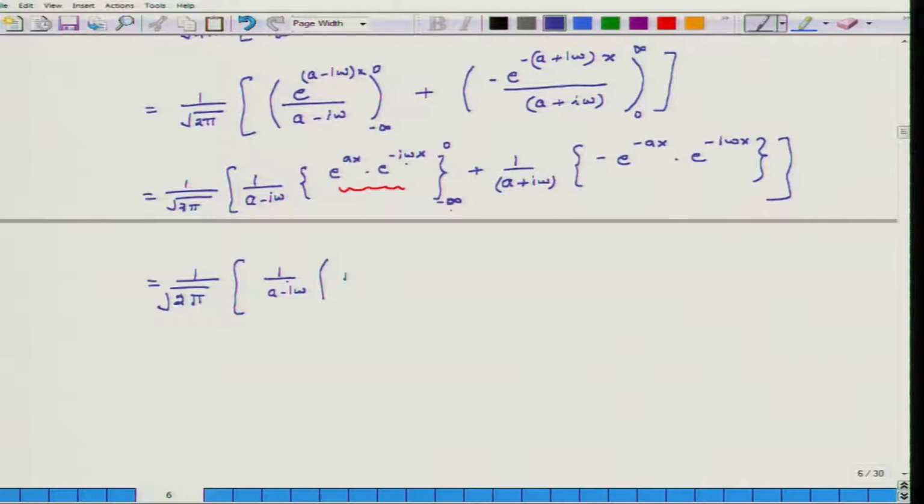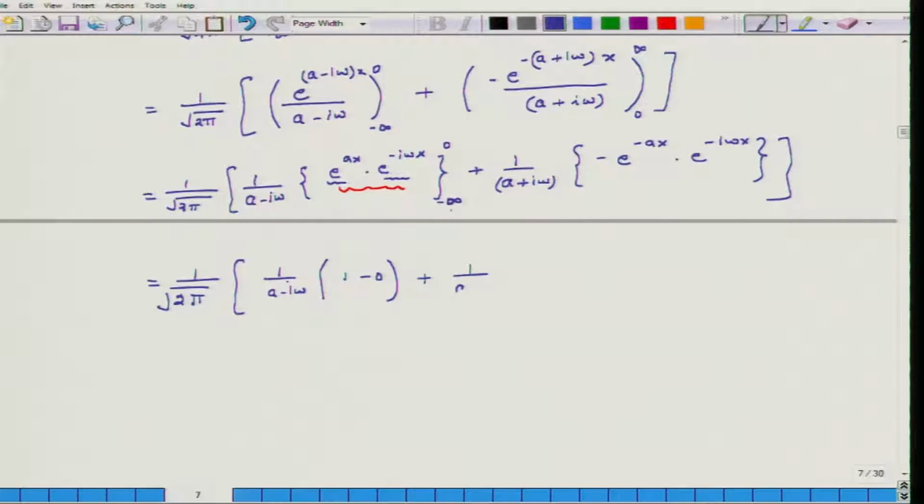Okay. So, e to the power of a x when x is equal to minus infinity is 0, and e to the power of minus I omega x as x becomes very large just fluctuates between plus 1 and minus 1, because there is an I here. So, this term may not necessarily become 0, but the other term at infinity becomes 0. So, the multiple of these two is 0.